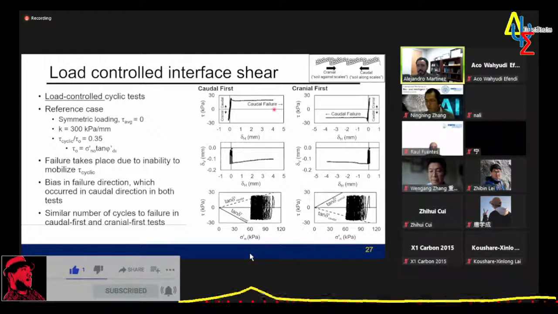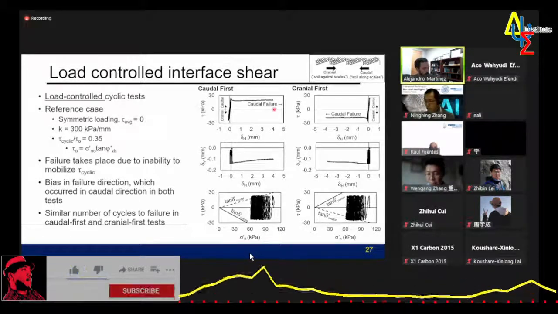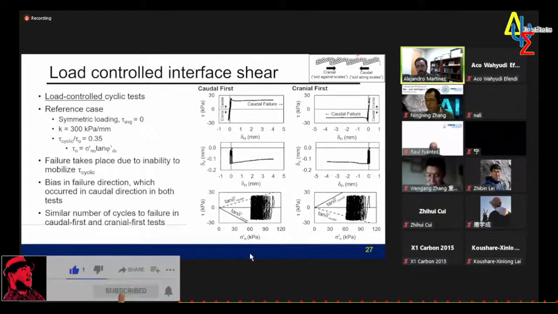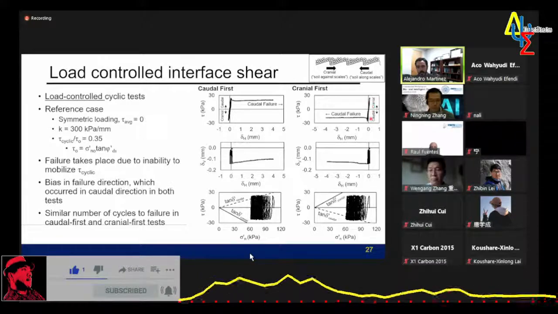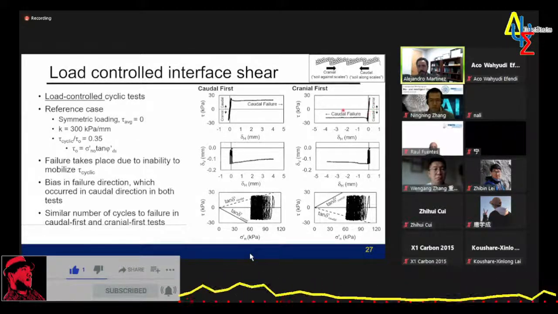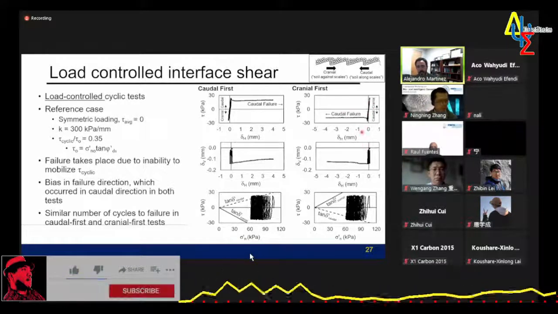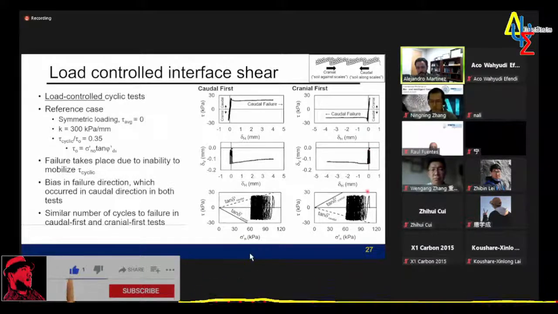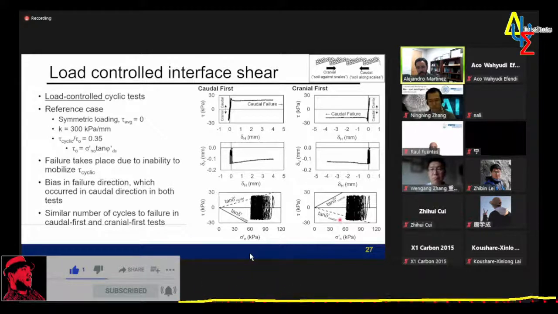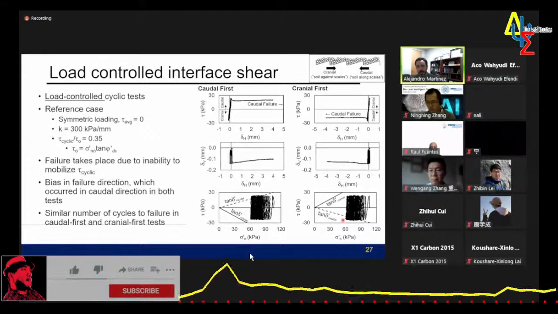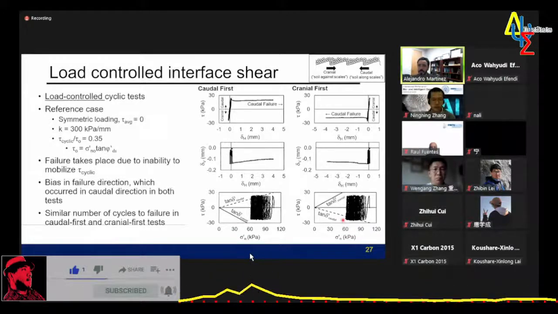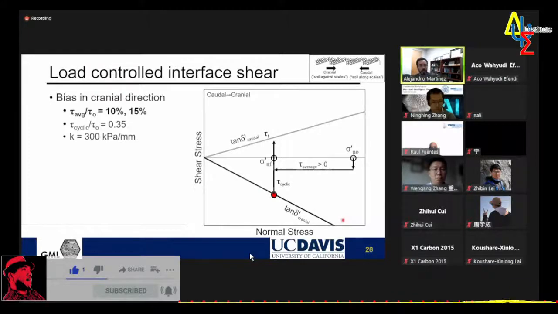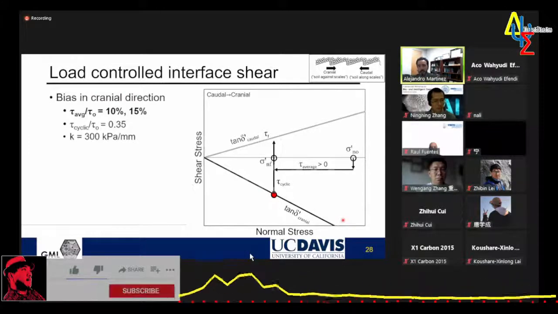We can do the opposite test to look at whether this is direction dependent. We do cranial first and then caudal, cranial, caudal. We get a failure in the caudal side that comes from all the contraction that decreases the effective stresses. And again, the failure comes when we reach the failure envelope in the caudal side. And so with this, we conclude that if we do symmetric loading, we should always be failing in the caudal side. We can now start introducing a bias.